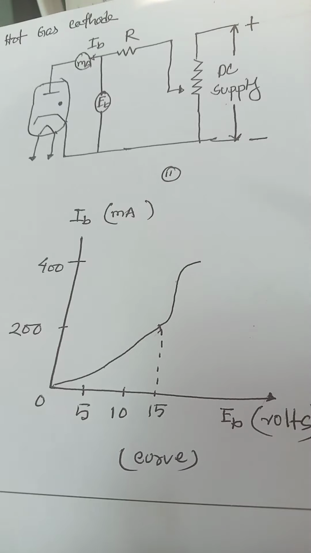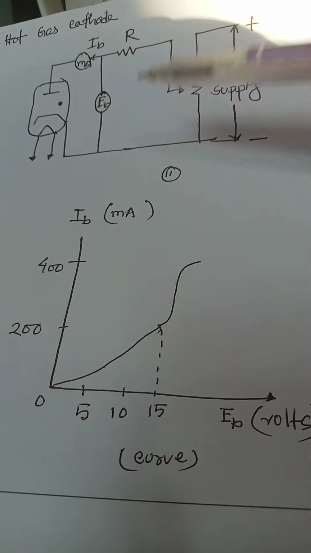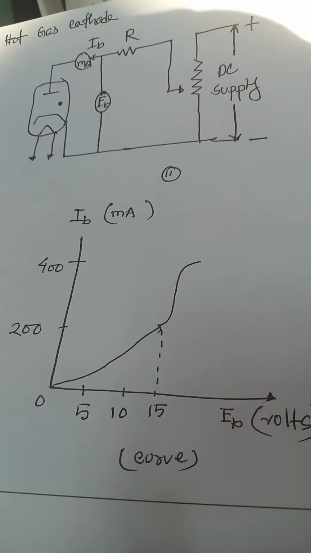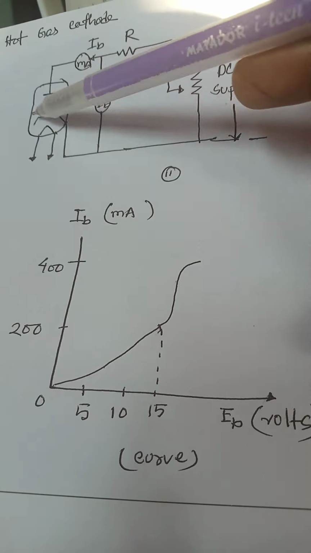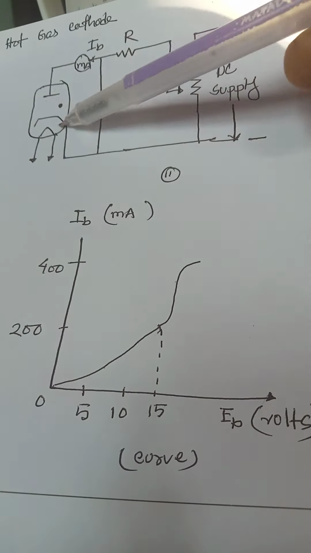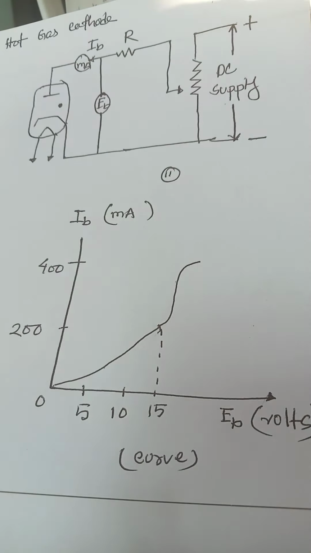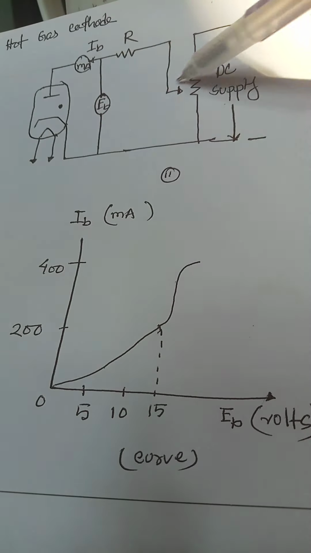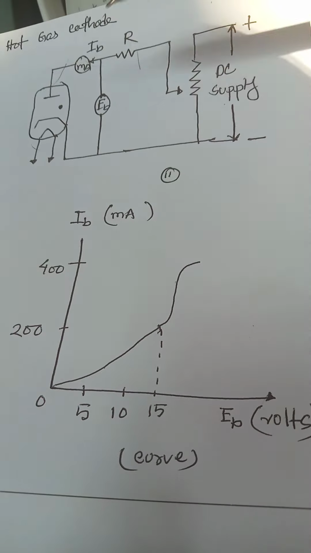The circuit shown can be used to investigate the operation of the hot cathode gas diode. When the cathode is heated, a large number of electrons are emitted. At low anode-cathode voltage, the tube conducts a very small current. Under such conditions the gas is not yet ionized, so the tube acts similar to a vacuum diode.